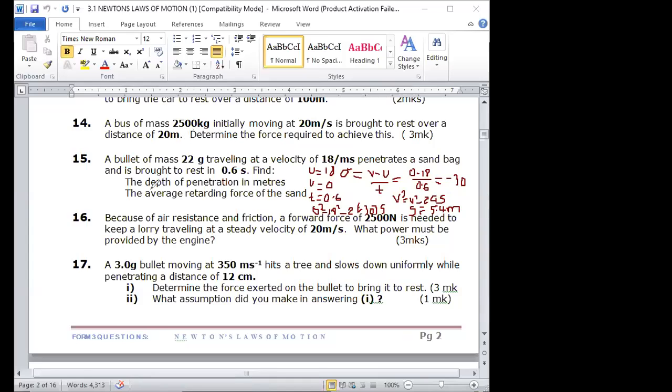Then the other question, the average retarding force on the sand. We know F is equal to ma.